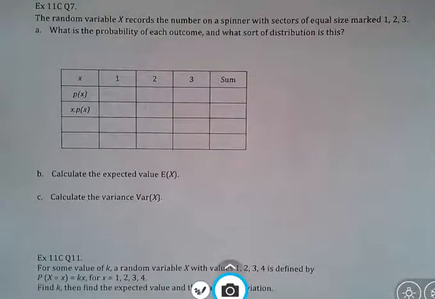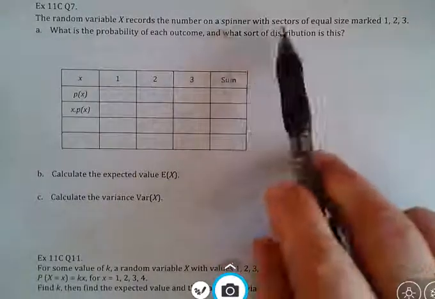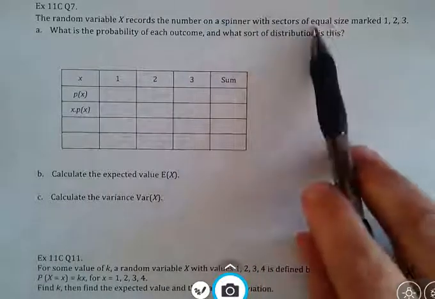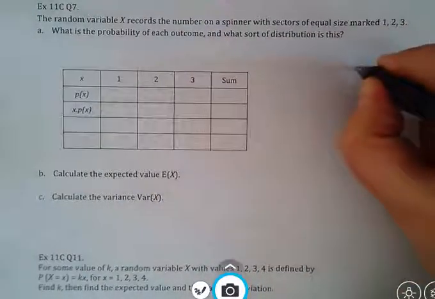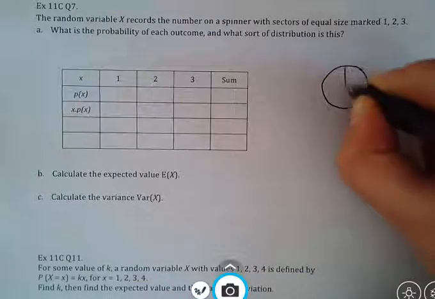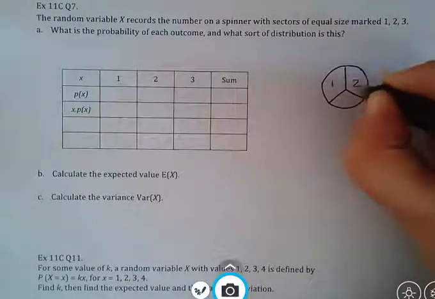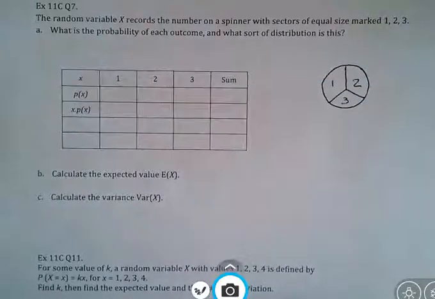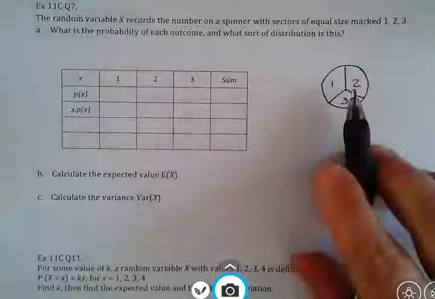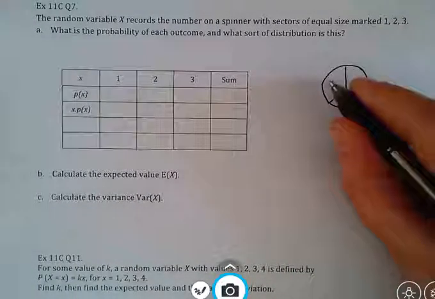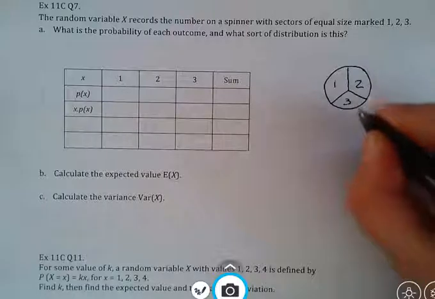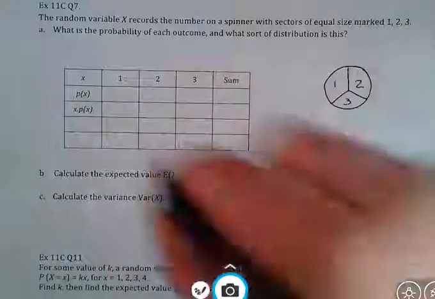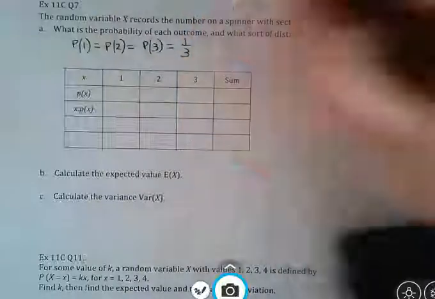Just these other two questions here from exercise 11C. The random variable x records the number on a spinner with sectors of equal size marked 1, 2, and 3. If a spinner has sectors of equal size marked 1, 2, and 3, then the probability of each outcome would be the same. So the probability of 1 equals the probability of 2, which equals the probability of 3, which is 1/3.